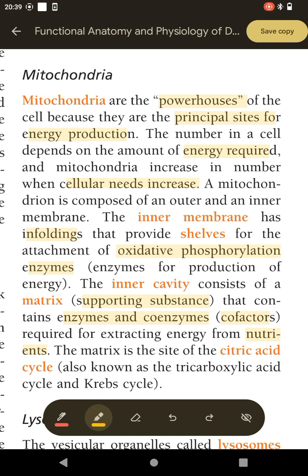The matrix is the site of the citric acid cycle. Very famous, it is known as TCA cycle, Krebs cycle. This is about the mitochondria. Next, we are going to know about how energy production occurs in the cell.